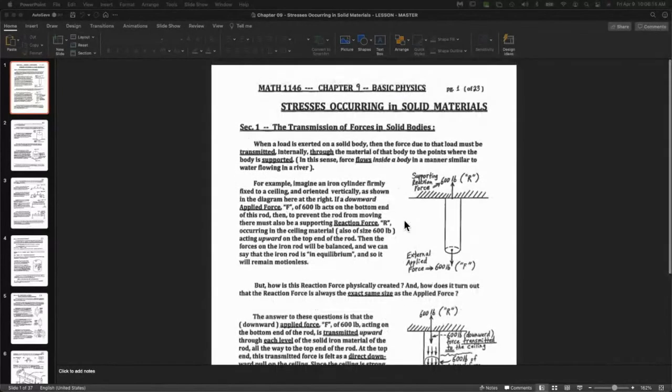We're on to chapter 9. So this is the second part of the physics component of this course, and we're referring to stresses. So what is a stress?